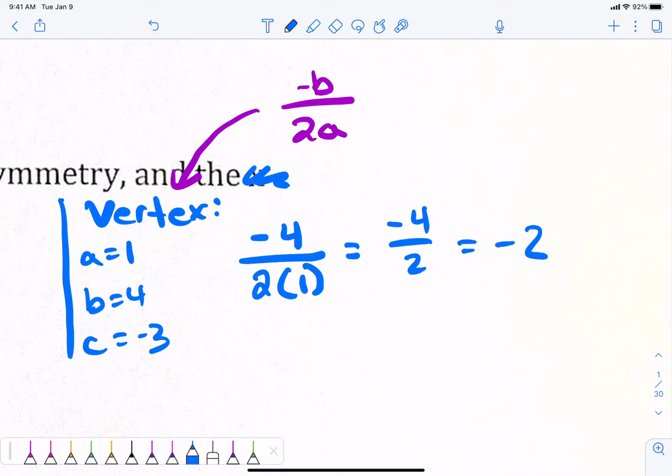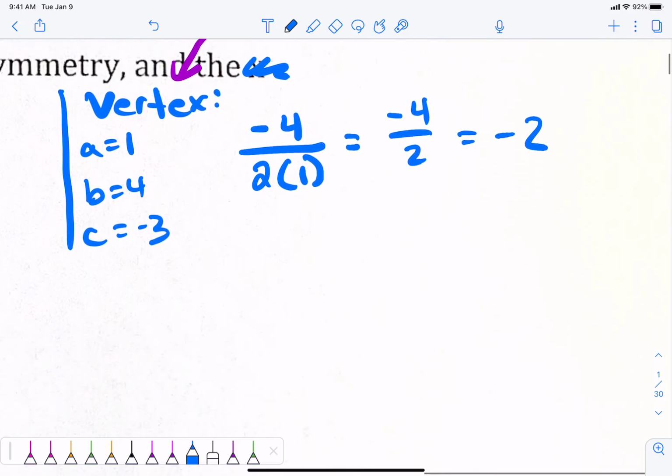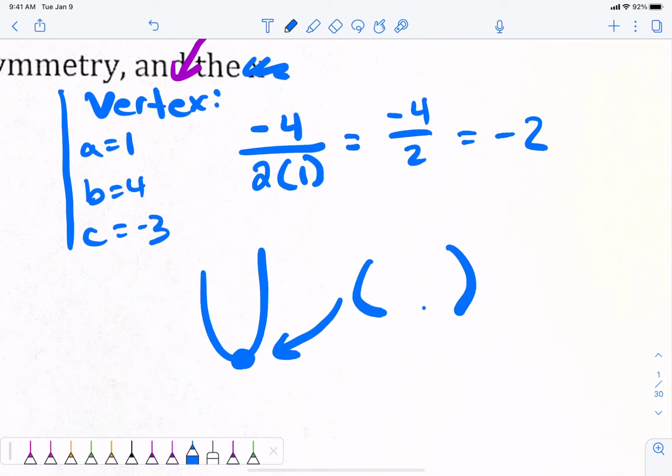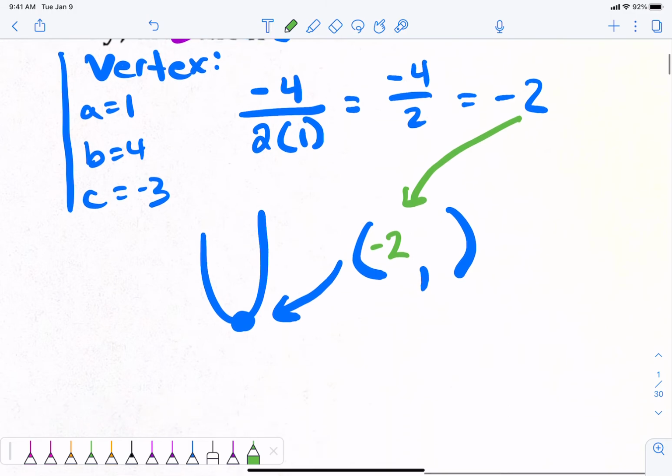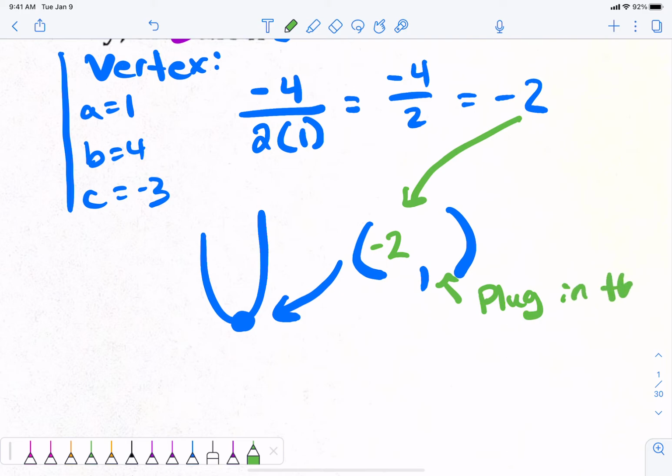Now, hold on just a second. That's only one thing. When we're finding the vertex, we said that this was a smiley face, right? We need to find an x and a y. We just found -2, and that's the x. How do we find the y? Plug it in. So, to find this guy, we plug in the x value.